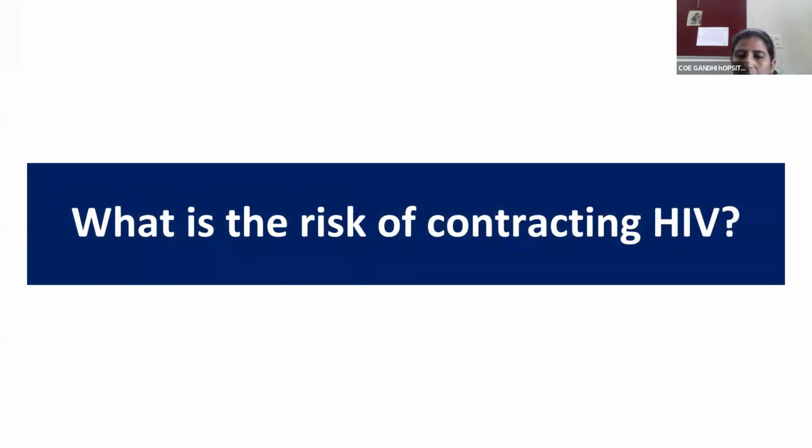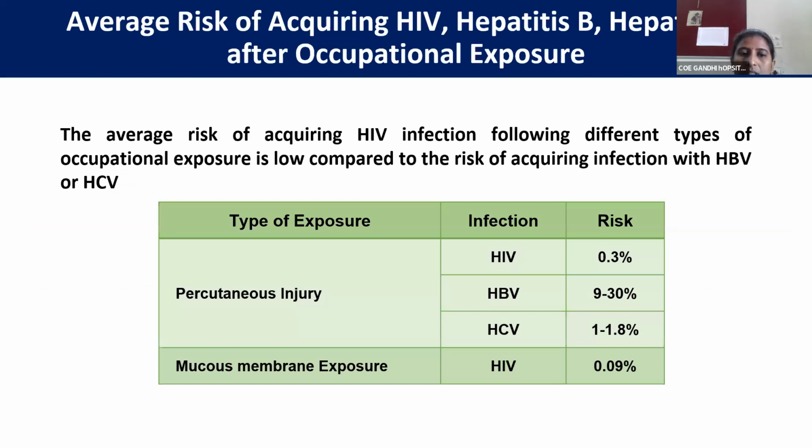What is the risk of contracting HIV? Depending on the type of exposure, you have different rates of transmission risk. Percutaneous injury carries more risk with HBV than with HCV and HIV. The HBV infection rate is 9 to 30% after percutaneous injury, compared to HIV and HCV. For mucous membrane exposure, the transmission rate of HIV is 0.09%.